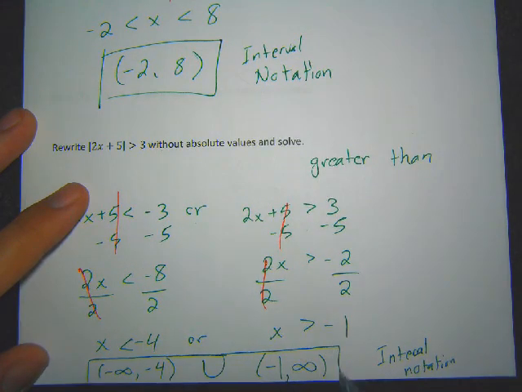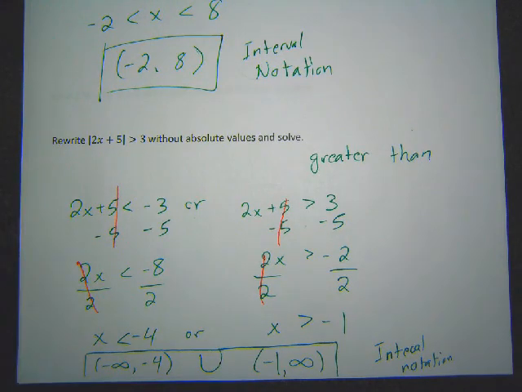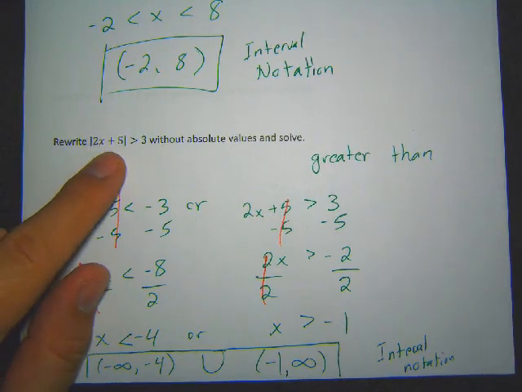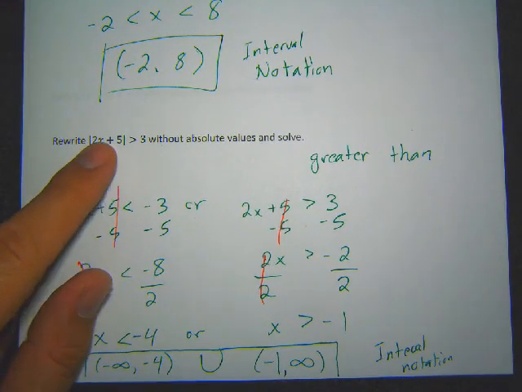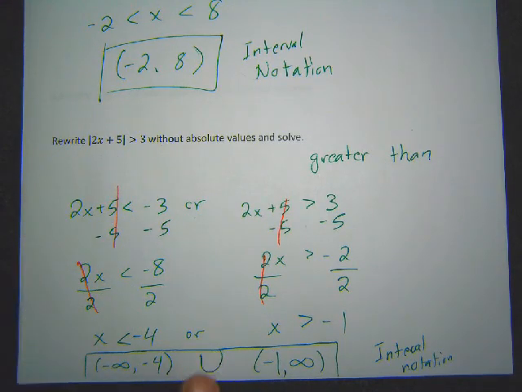So instead of being the stuff in the middle like the previous problem, between -2 and 8, this is all the stuff on the outsides. Stuff smaller than -4 and stuff bigger than -1. The only stuff that doesn't work is going to be the stuff between -4 and -1. So numbers like -2 and -3, if you try those, they won't work. Like if we put -2 in here, that's -2 times 2, we get -4. -4 plus 5 is 1. And absolute value of 1 is not big enough. It's not bigger than 3. The stuff in the middle doesn't work.